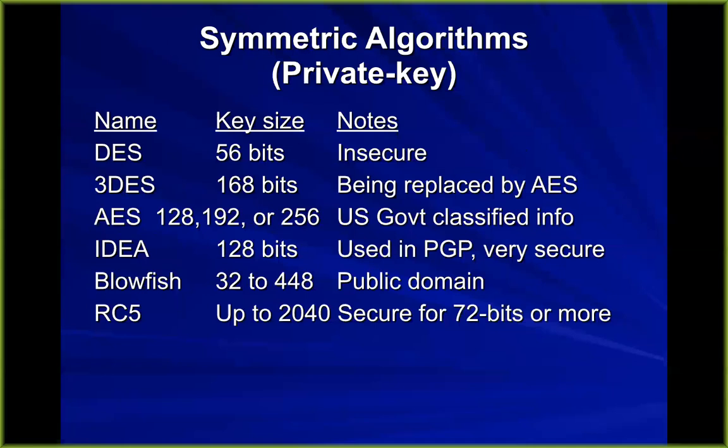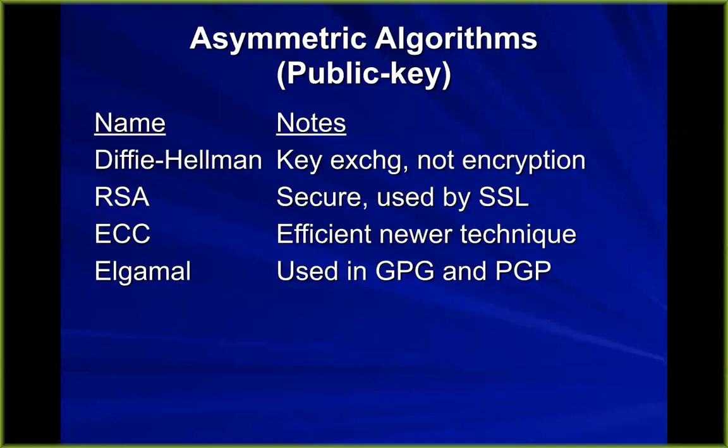But there's these others, in case you don't like it, like IDEA and Blowfish and RC5. They are there if something should turn out to be wrong with AES, or if you don't like the government and you want to be sure and use something the government didn't put their sticky little fingers in, that you use these other ones.